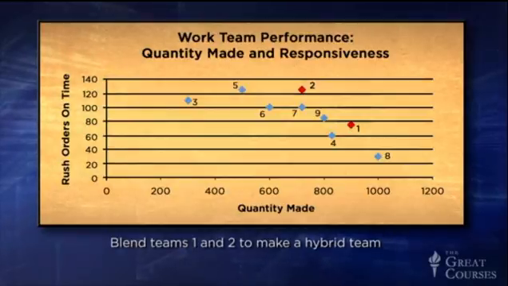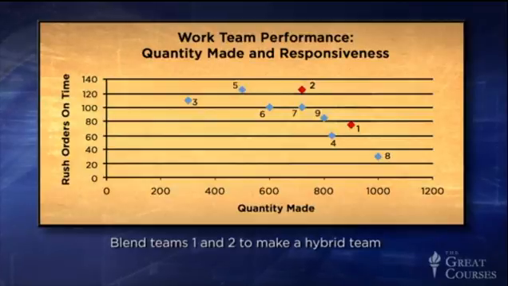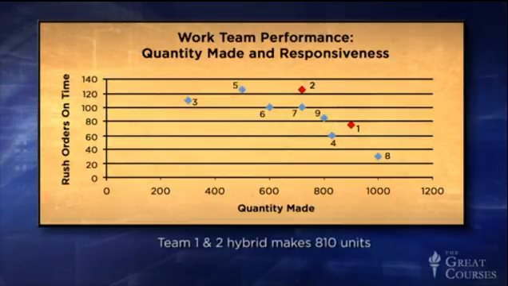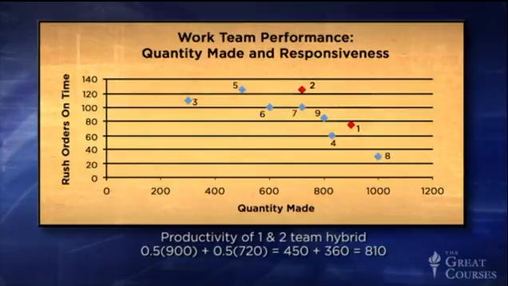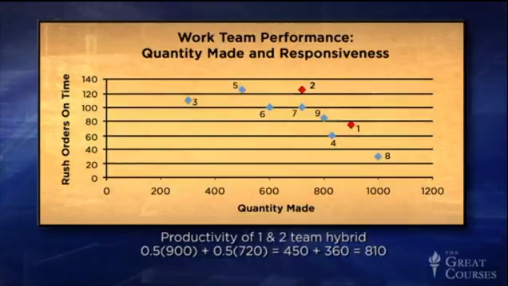I take these 2 demi-teams and stick them together, and we're still now consuming 1 team's worth of inputs, 30 trained workers, 20 untrained ones, and 4 supervisors. But how about outputs? Well, this half and half hybrid will make 810 units, and here's how we get that. Productivity of Team 1, 1/2 of the productivity of Team 1 and 1/2 the productivity of Team 2 is 0.5 times 900 plus 0.5 times 720, and that adds up to 810.